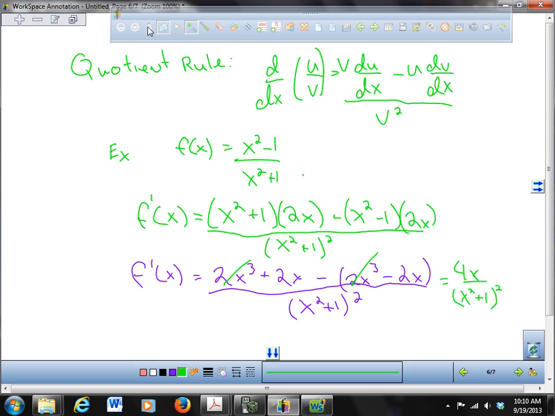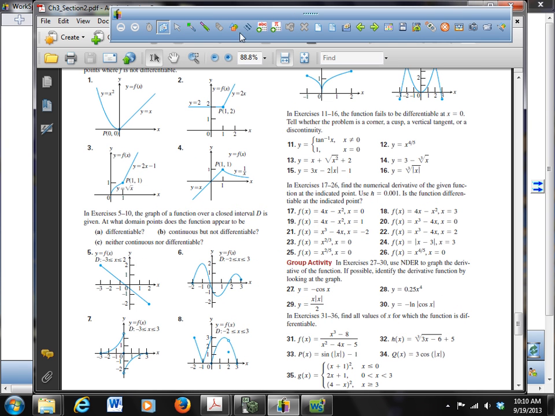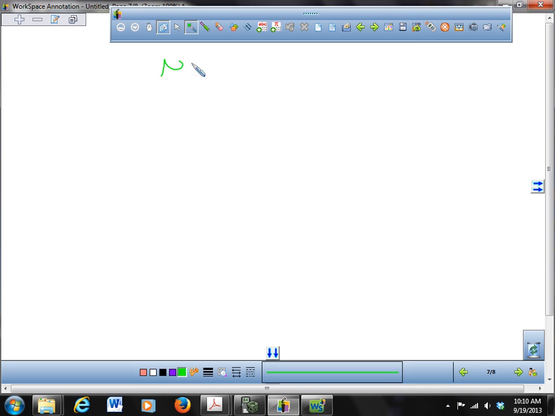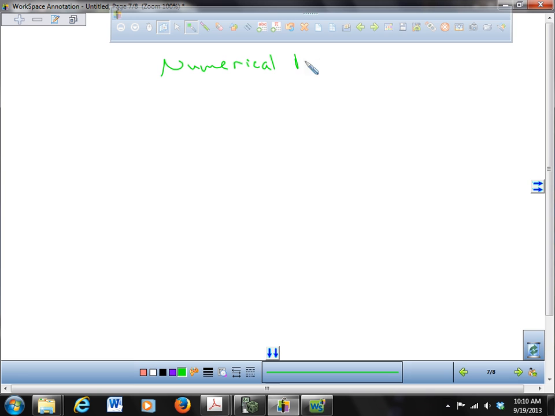Now, another thing that you might see is numerical problems with the product or quotient rule, and these are good ones because these also come up on the AP test and on our tests. And this book is good at throwing in things that are AP-ish.